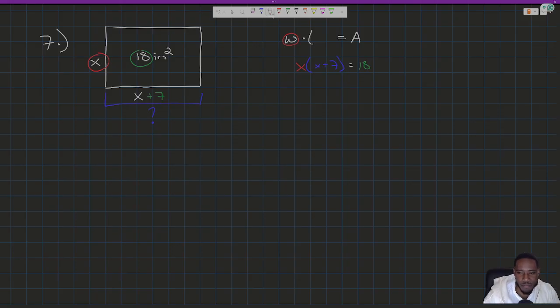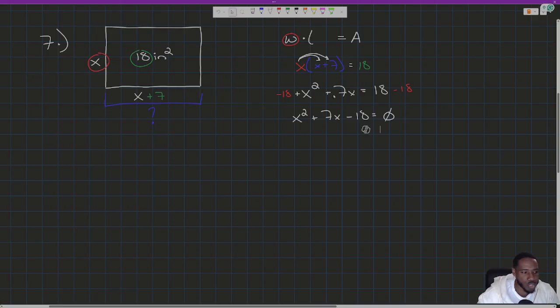If we want to start simplifying here, we have to distribute. So x times x plus 7. X times x gets us x squared, and x times 7 gets us 7x. We still have that 18 over there on the right. And now we have a pretty familiar looking setup, right? Let me go ahead and subtract 18 from both sides. And what it's going to look like now is x squared plus 7x minus 18 is equal to 18 minus 18, which is 0.